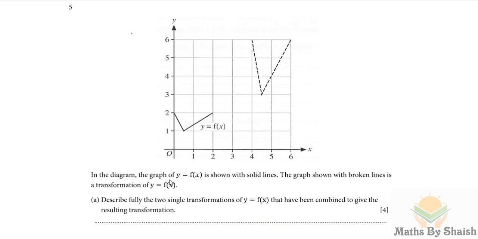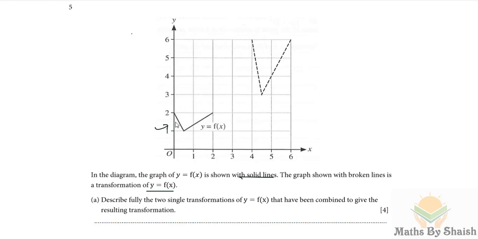In the diagram, the graph of y equals f(x) is shown with the solid lines. This is y equals f(x). The graph shown with the broken lines is a transformation of y equals f(x). This is the transformation of this curve. Describe fully the two single transformations of y equals f(x) that have been combined to give the resulting transformation.